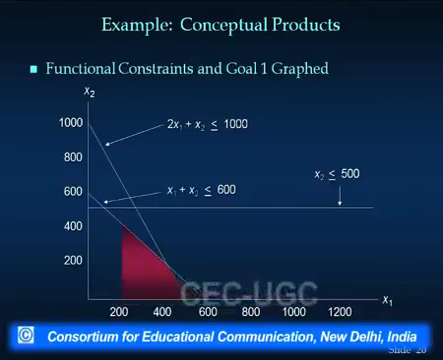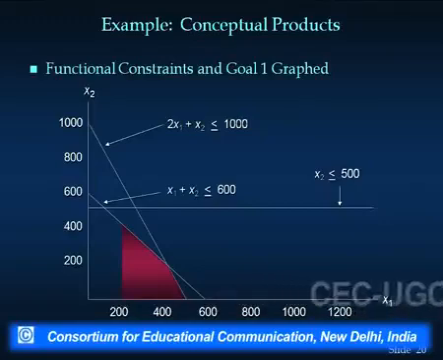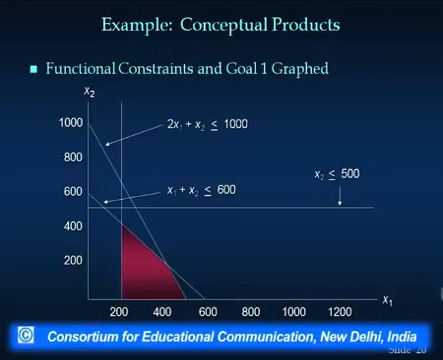This constraint has been shown, x1 plus x2 less than or equal to 600. And now the first goal has been added with a vertical line, because it is the quantity of production of CP400, 200 specified. Our feasible solution is reduced, and the feasible region is only the area which is marked red.